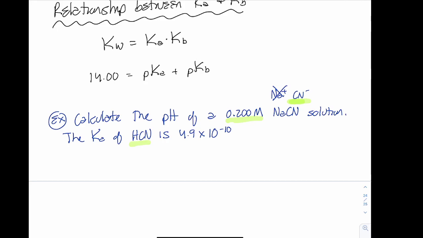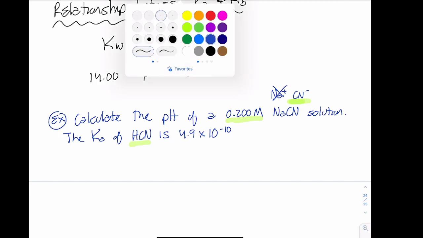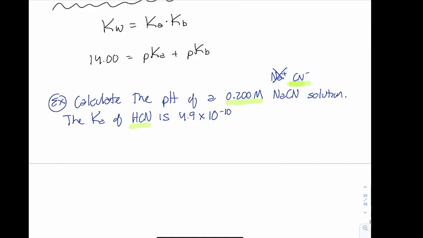But we're going to ignore sodium. We know our solubility rules. We know it's completely dissociated. I'm not going to care about it. It's inert. So just ignore sodium. So what that means is I'm going to write my base dissociation equilibrium reaction using cyanide as my base. We're going to react it with water. I'm going to produce my conjugate acid plus my conjugate base.